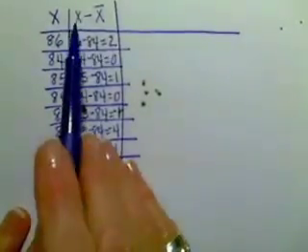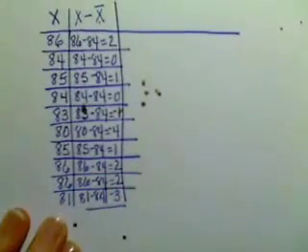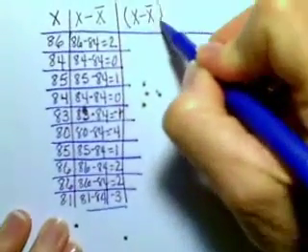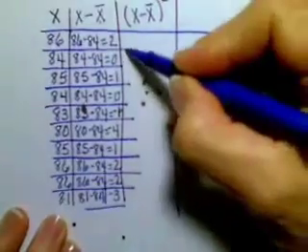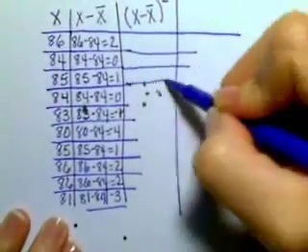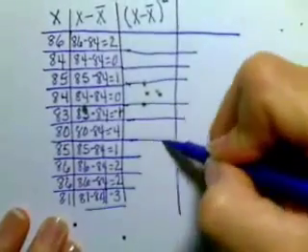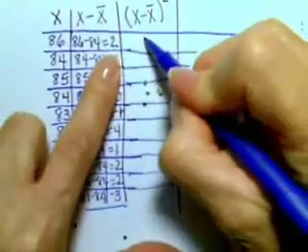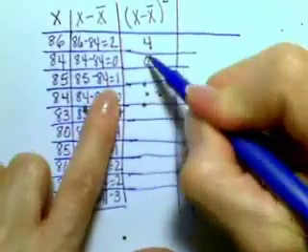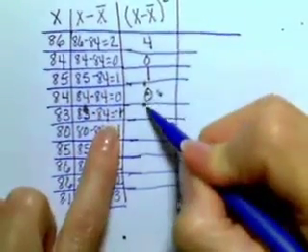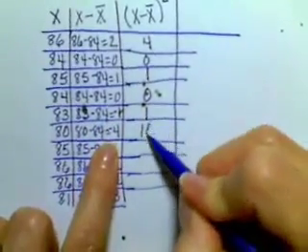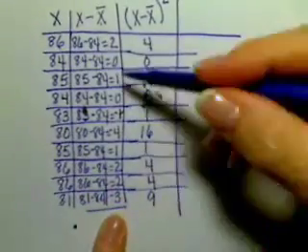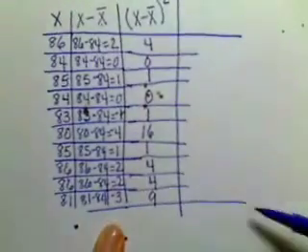So I'm taking each x value and subtracting the mean. In my next column, I'm going to take each of those answers and square them, because if I add them now, I get 0, but if I square them, those negative values will be positive. So 2 squared is 4, 0 squared is 0, 1 squared is 1, negative 1 squared is 1, negative 4 squared is 16, and so on. So I'm squaring all of the numbers from the previous column.